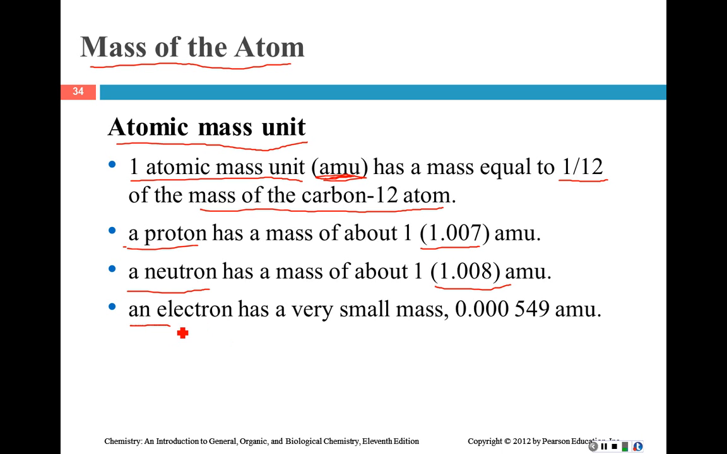An electron, though, has a very, very tiny mass, and so we pretty much just don't even bother thinking about it. It's like if you were going to step on the scales and weigh yourself, and the difference in your weight would be having maybe a few grains of salt or something. How much difference would that make? Not much.